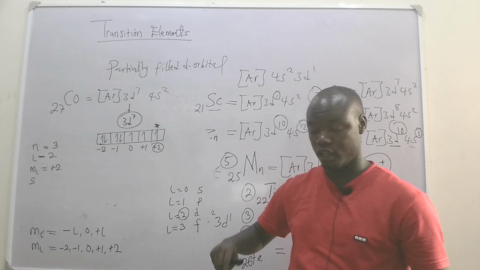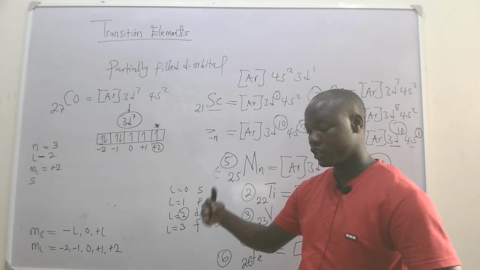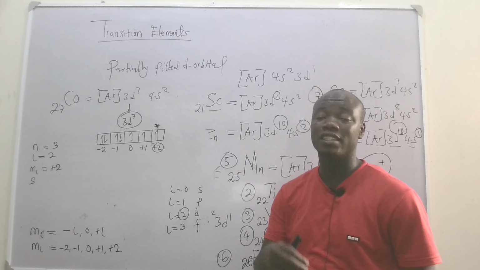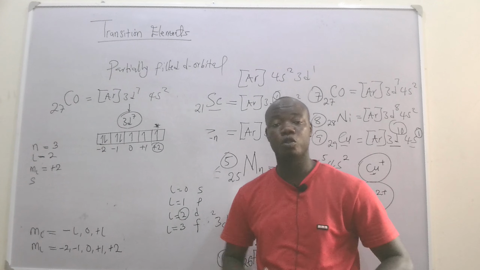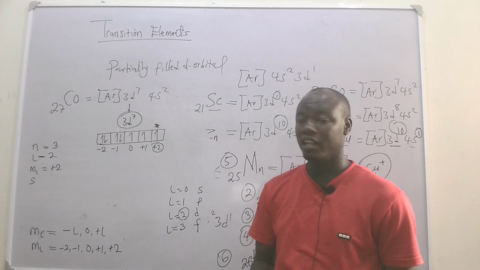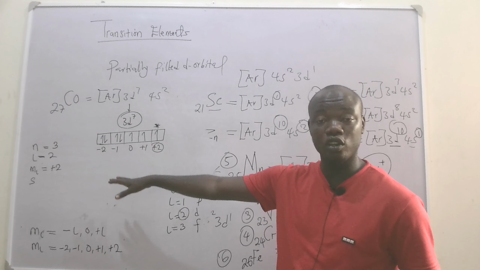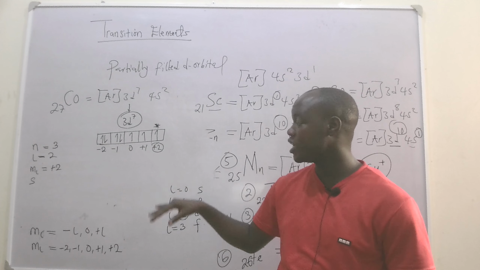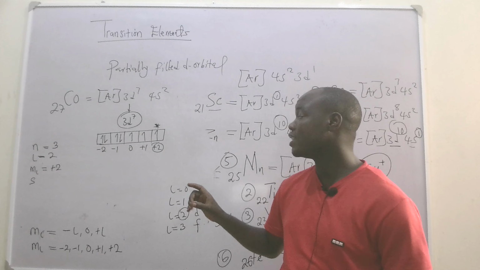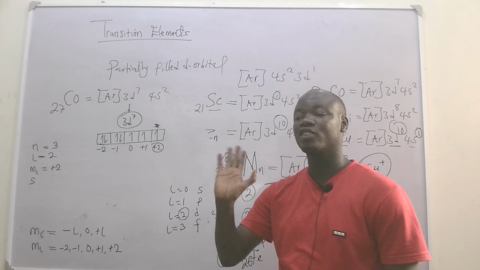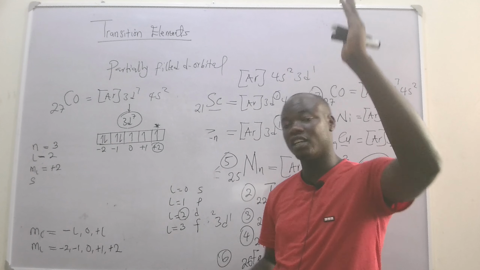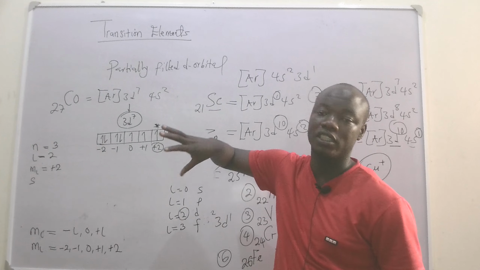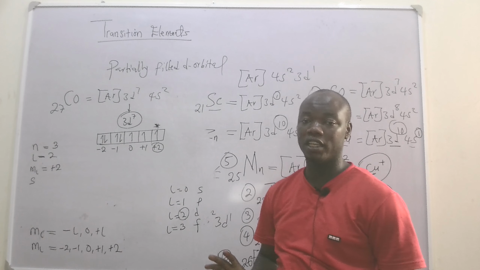The next thing is the magnetic quantum number, which I didn't say much about. It gives the orientation of the electron. The azimuthal quantum number, L, gives the shape of the orbital. While the spin quantum number, S, gives the direction of the electron. Electrons are arranged in either a clockwise or anti-clockwise direction. When the arrowhead is pointing up, it is clockwise. When it is pointing down, it is anti-clockwise.